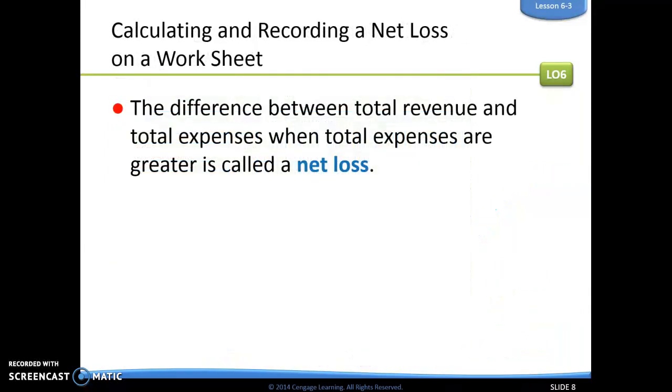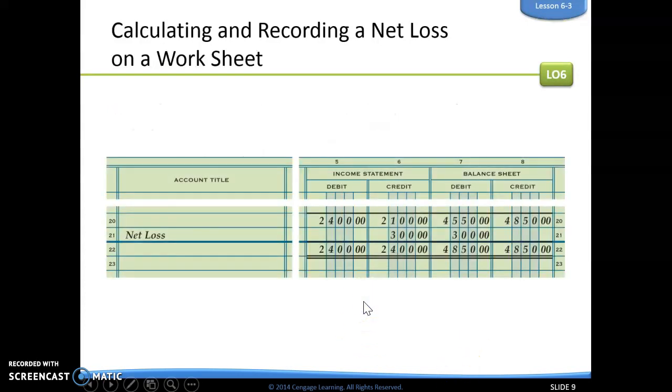Now, the difference between total revenue and total expenses: when the expenses are greater, so our revenue is less than our expenses, that would mean that we would have a net loss. So here they're not showing us all of the columns, but they're showing us the bottom part of our worksheet. Again, we see our debit and credit on our income statement and our debit and credit on our balance sheet. First, we're going to find the difference between those two.